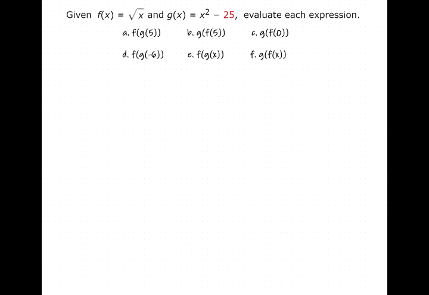Given the two functions, f of x equals the square root of x and g of x equals x squared minus 25, we want to evaluate each of these expressions. Now, before we get into solving the problem, let's just talk about how functions work.